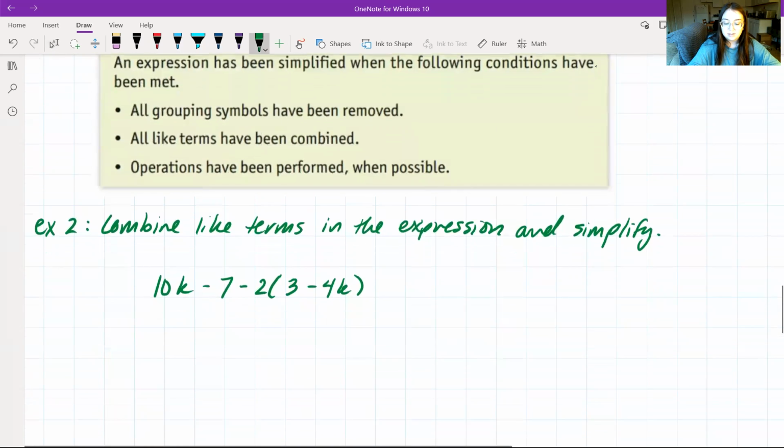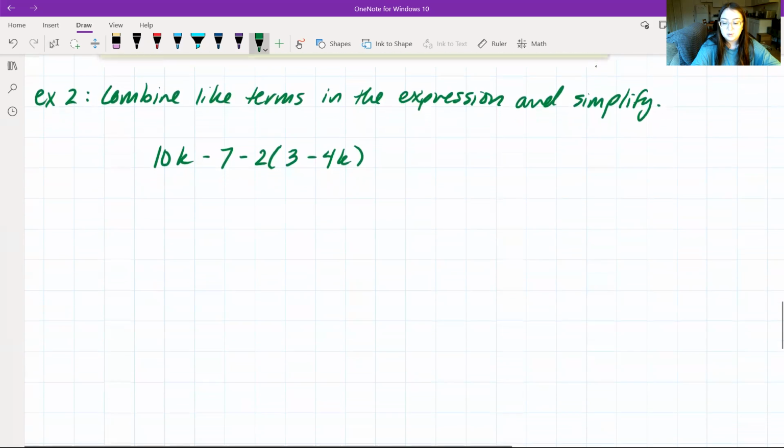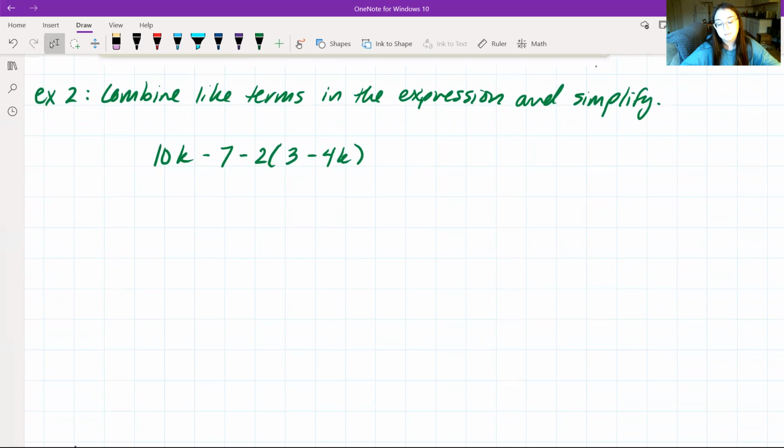So let's go ahead and combine our like terms in our expression and simplify the one we have here. We have 10k minus 7 minus 2 times (3 minus 4k). So we have a much longer expression here. And we're going to begin by doing what's in our parentheses. This is our order of operations, so we want to do this first. Since 3 minus 4k can't be simplified because they are not like terms, then the only thing left we have to do is use our distributive property and distribute our 2. So let's go ahead and do that.